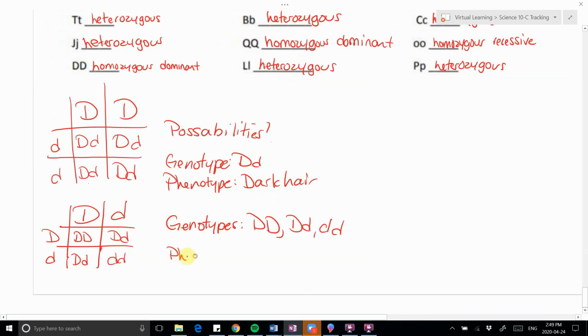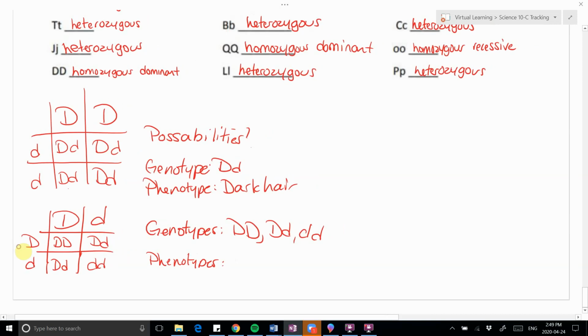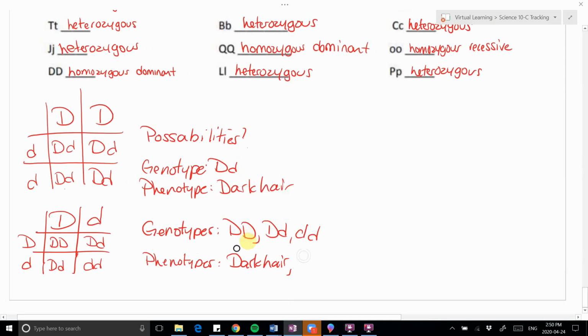And so same with phenotypes. Remember, big D, so homozygous dominant and heterozygous are going to look the same here, because if we have one dominant, it's going to look like that. Now here, though, I also have two recessive. So in this case, with this inheritance, there is actually a possibility of having light hair, even though both of my parents had dark hair. Because they are carriers, there's a possibility that I get it.